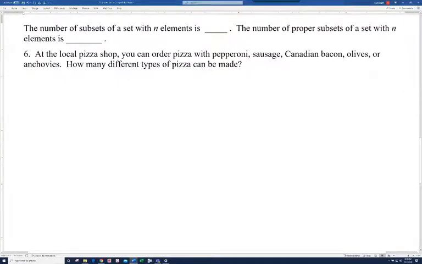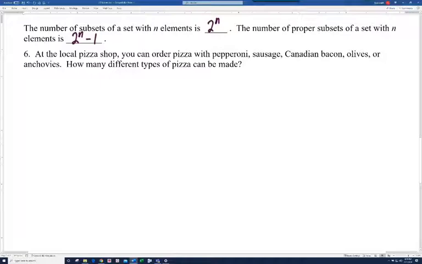The number of subsets of a set with n elements is 2 to the n power. The number of proper subsets of a set with n elements is, well, the only set that we would eliminate from the number of subsets would be the one that's equal. And so this is just going to be 2 to the n minus 1. So it'll be one less. You're basically going to exclude the set itself.